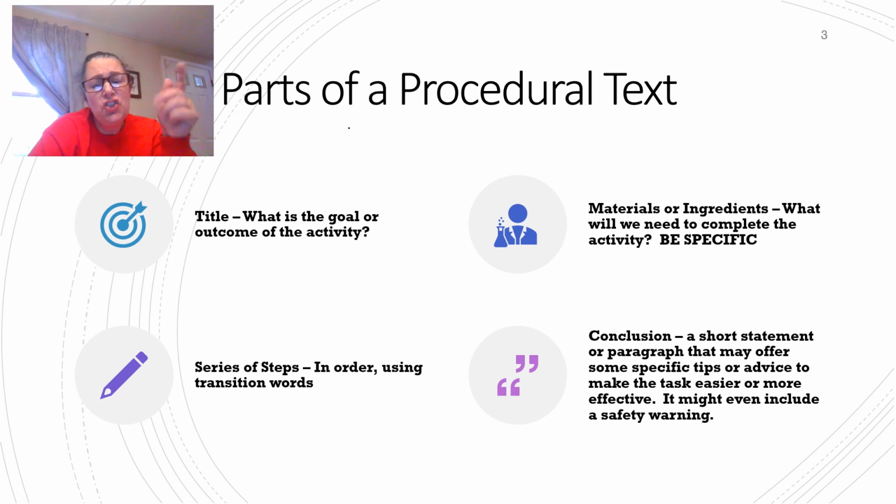And the last thing is you need a conclusion. You have to end the story. You have to put closure to it. And in that final paragraph, you could be describing special tips that you give. Maybe you have a secret that you use, a special ingredient, or maybe a safety warning. For example, when I show you how to wash my hands, I tell you to be careful of the hot water.